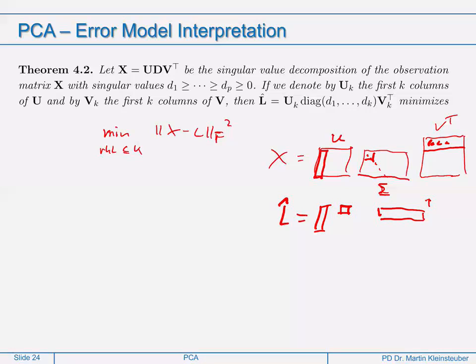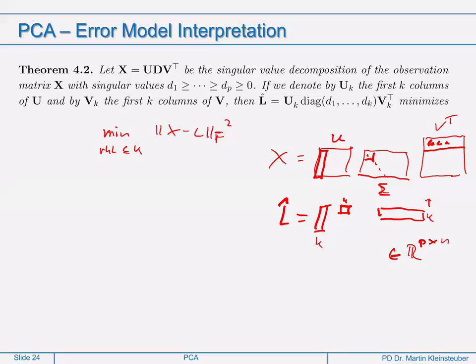Okay. Good. The dimension is k. Yes, this is k, k, k. And the dimension of L, of course, L has the same size as X, right? This is a matrix, of course, in R^(p times n). To make that clear. Good. Now let's have a look at that.